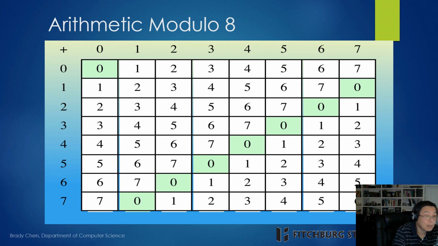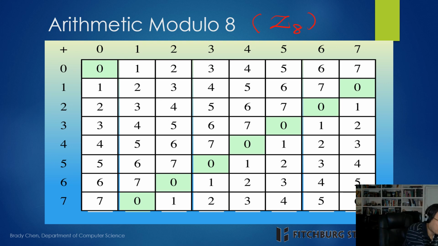Okay. Now in the previous slide we defined a set called Zn, and in this particular case Z8, which is defined as a set of integers from 0 to 7, right? 0, 1, 2, 3, 4, 5, 6, 7. And then we try to define the arithmetic modulo 8 operations. Based on these operations, for any two elements in this set, when you play the operations, the result is still in that set.